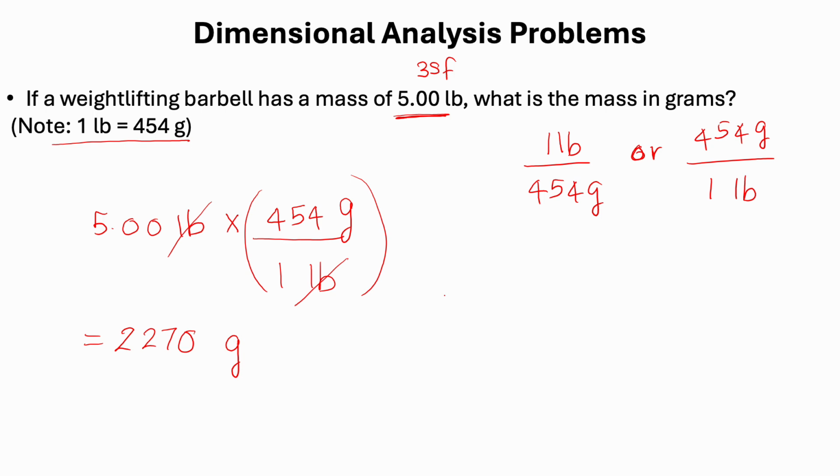If you check the answer we obtained from the calculator, 2270, this 0 is not significant, therefore in this number you have 2, 2 and 7, they are significant. Therefore, the correct answer with correct significant figures is 2270.